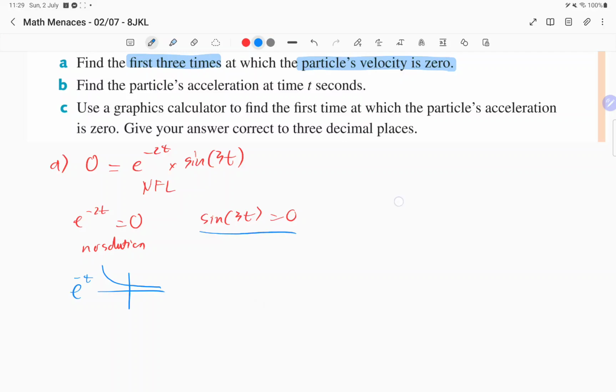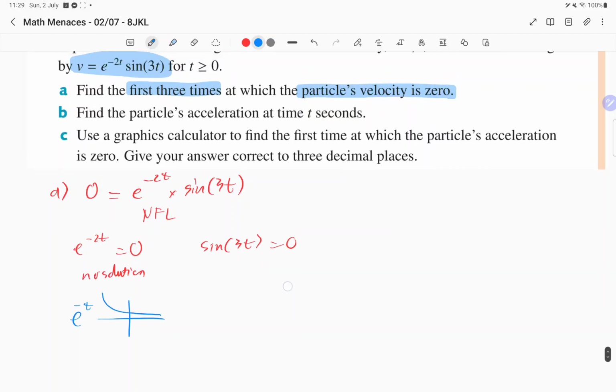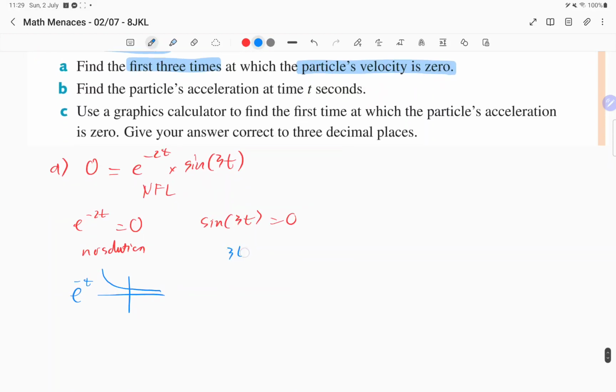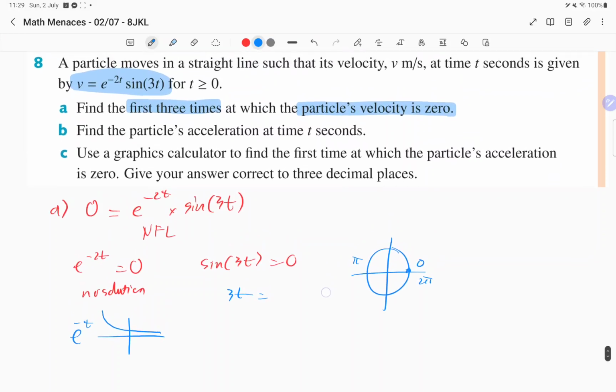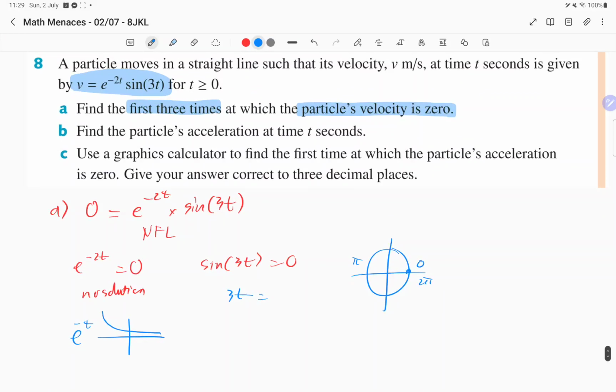So you gotta solve this one equal to 0, and you only find the first 3 times, and t is more than 0, which means when sine equals 0, it will be 0, pi, and 2 pi, right? Wait, slow down. So t is more than 0, they ask you to find the first 3 times: 0, pi, 2 pi. Those are the first 3 times that sine of 3t will be equal to 0, and then you solve for t, which is 0, pi on 3, and 2 pi on 3. Okay, so that's for question A.